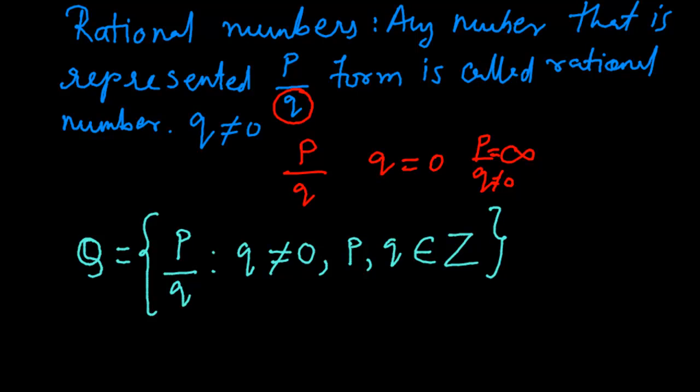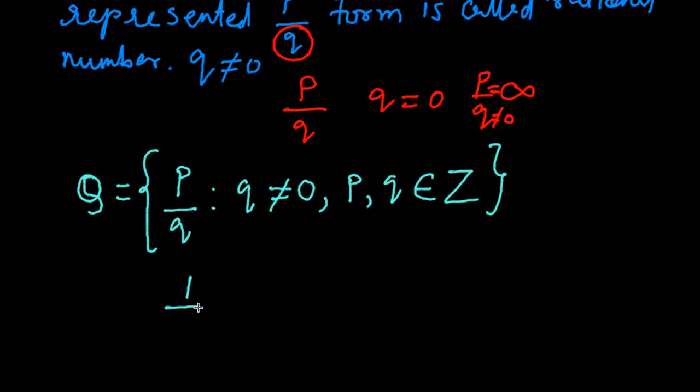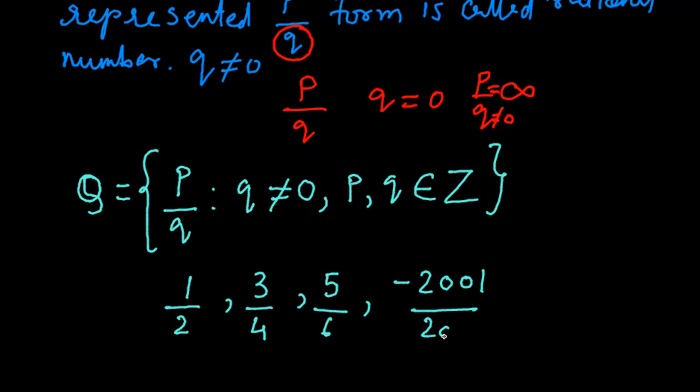And let us see some examples of this kind of number. Say this set would include numbers like 1 by 2, where p is equal to 1 and q is equal to 2, or 3 by 4 where p is equal to 3 and q is equal to 4, or maybe 5 by 6, or maybe minus 2001 upon 2010. These all would qualify as rational numbers. Now these all are fractions. So what I mean to say is fractions are included in rational numbers.